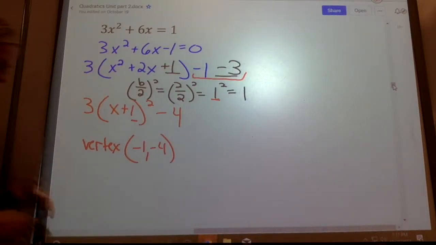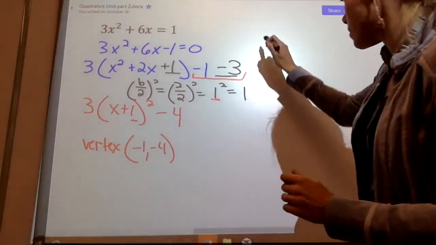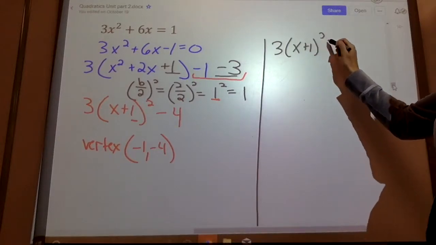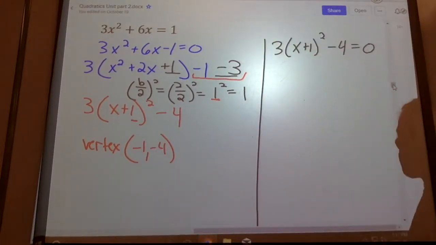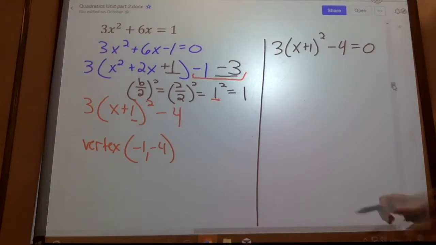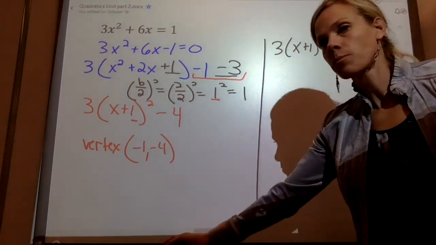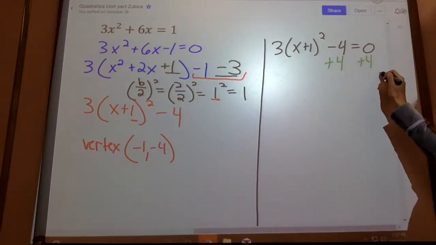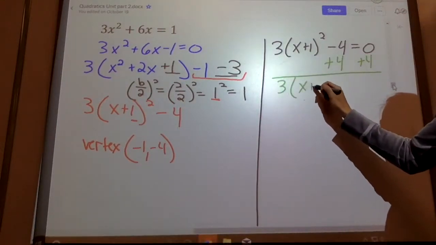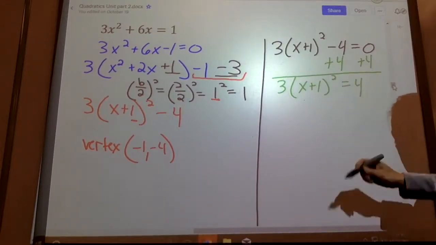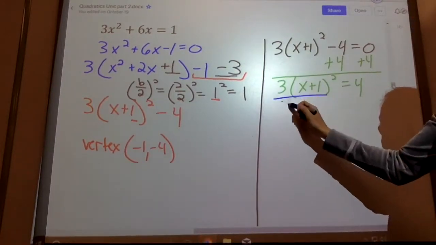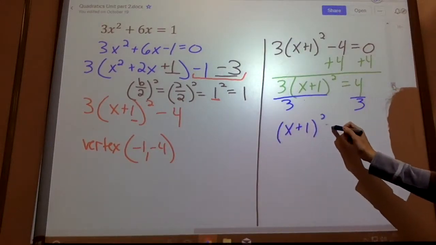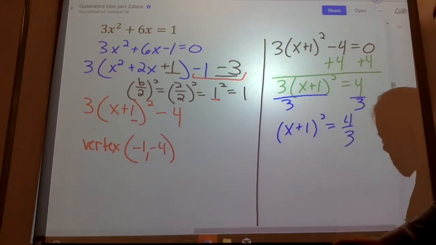Now go to solve. What are my roots? So 3(x plus 1) squared minus 4. Okay, so solve for x. Add 4, divide by 3. You always want to get the parentheses by itself. So add 4. Then divide by 3. So (x plus 1) squared equals 4/3.